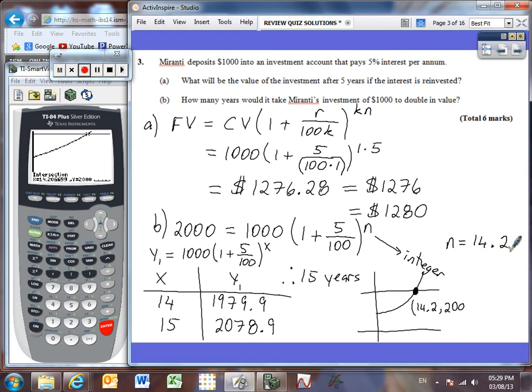However, now we realize that she's only getting the money at the end of the year. So when we reach 14 years, we know that she doesn't have enough. At 14.2 years, her balance is still remaining the same until the end of that year, at which point the interest will finally kick in. So in fact, we have to round up to 15. That's actually not rounding, is it? It's just moving up to the next integer when finally her money will kick in and she'll have more than $2,000 and her money will have doubled. So 15 years is your answer.